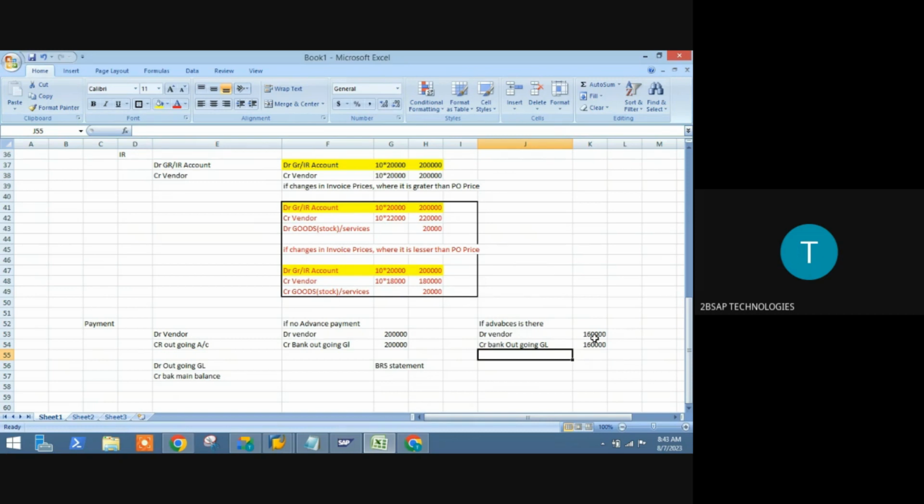Clear, sir? Now after posting this, BRS. What are you going to do in BRS? You will get your BRS statement, then you will rectify the same here. 2 lakh, 2 lakh. Automatically, the same it is going to be.